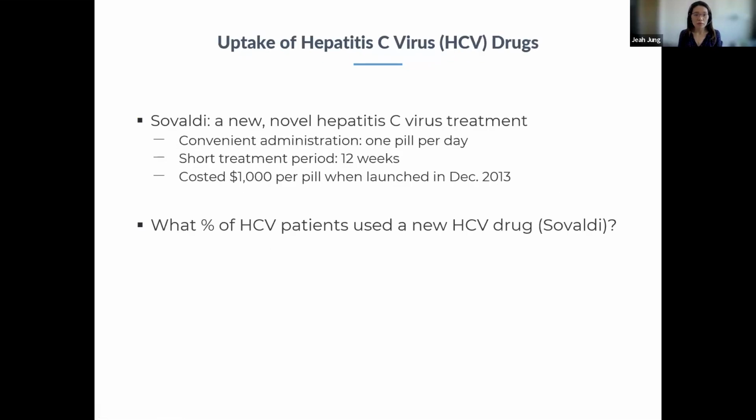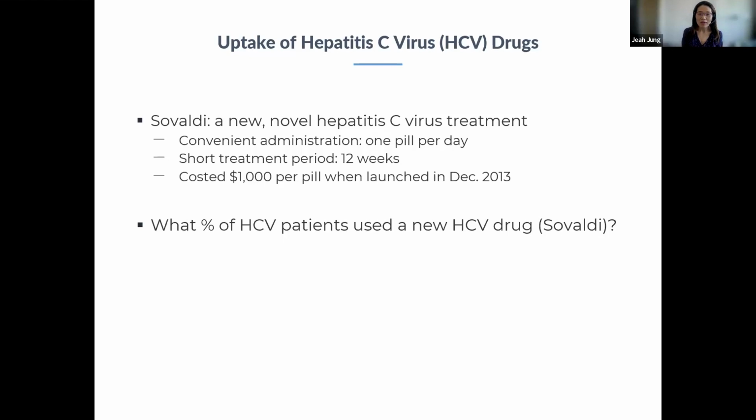Here, I just want to give you another example, because we're going to look at this in an exercise in the next segment. So Sovaldi, this is one that I looked at in my own study. Sovaldi is a very innovative hepatitis C virus treatment. This drug was launched in December 2013, but before this drug, the medications that were used to treat hepatitis C were somewhat inconvenient to use from the beneficiary standpoint, right?